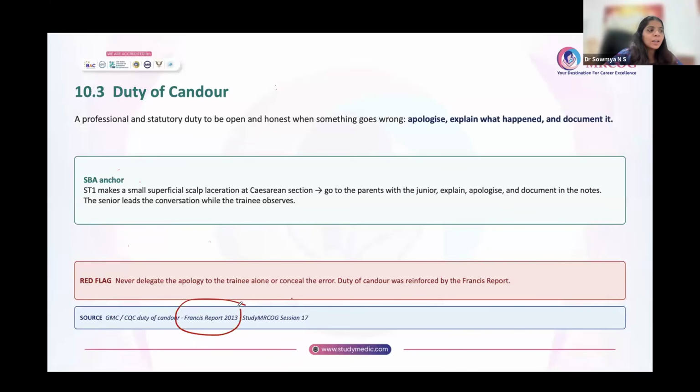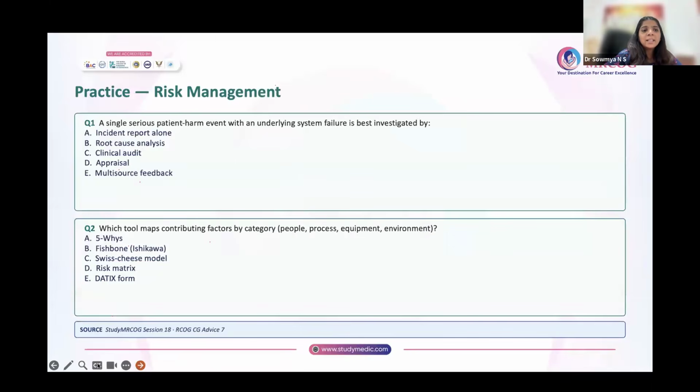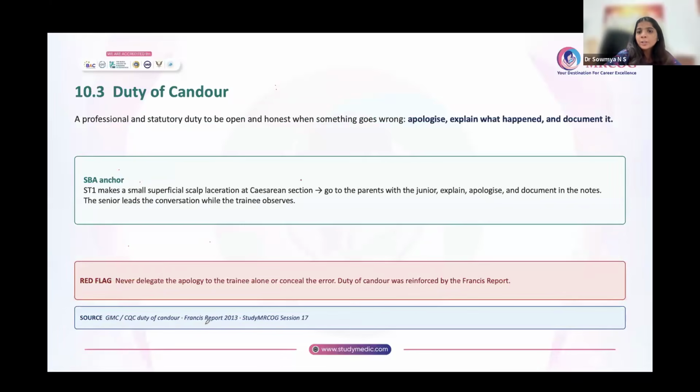This happened purely because of what the public came up with. This came out of the Francis report in 2013, which I'm not going into because there were a lot of cases which happened. That is when all these rules and regulations came into the GMC. So remember, the question could come: you send the junior to talk? No, you are going to use the principles of duty of candour. Ideally, as a senior, you're supposed to go with the junior and lead the conversation along with your ST1.